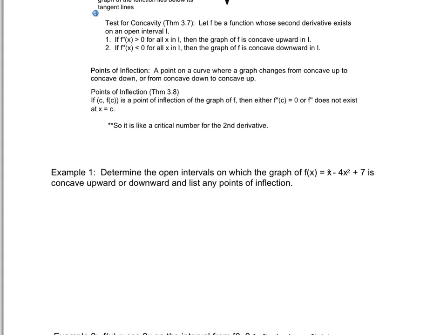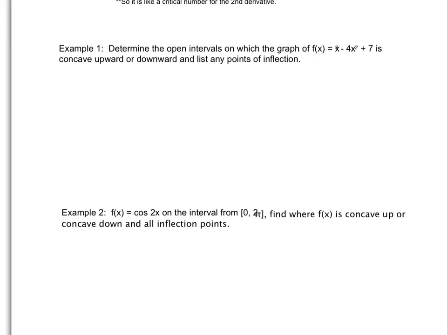So notice that to determine concavity, I'm asking myself, is my second derivative greater than 0? If it is, it's concave up. Is my second derivative less than 0? If it is, it's concave down. It follows very similar rules to determining whether something is increasing or decreasing. So I'm going to use the second derivative, very similar to how I used the first derivative to guide me to find where something was increasing or decreasing, or where there was a relative maximum or minimum.